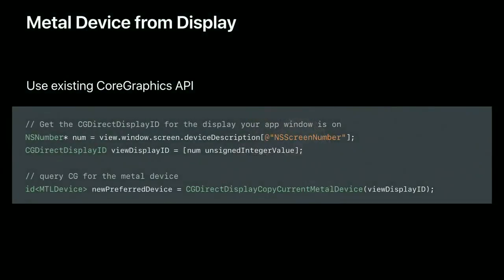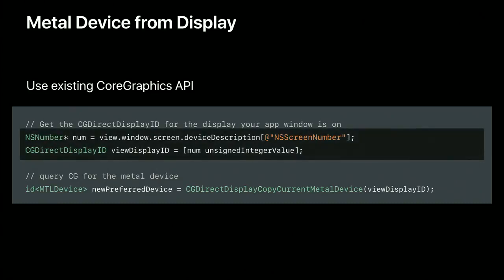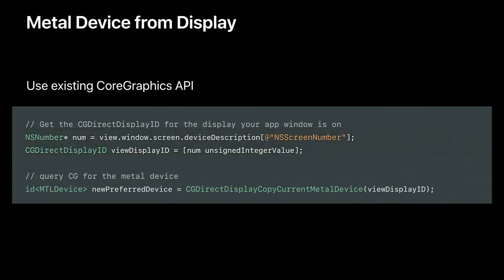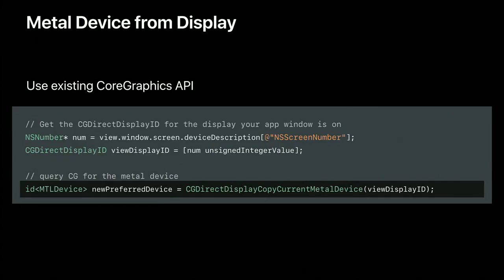So let's get back to our golden rule and find out how you identify the metal device that's driving a particular display. Well, it turns out that this is really easy to do. There's an existing core graphics API that will give you this device. You simply have to get the ID for the display that your window is on by querying the NSScreenNumber, and then call CGDirectDisplayCopyCurrentMetalDevice to get the metal device that's driving that display. It's that simple.